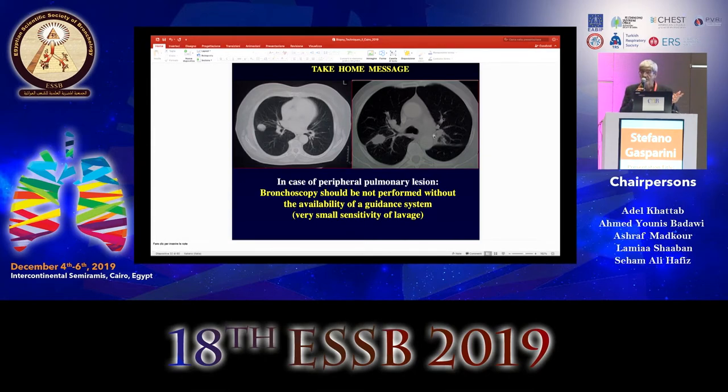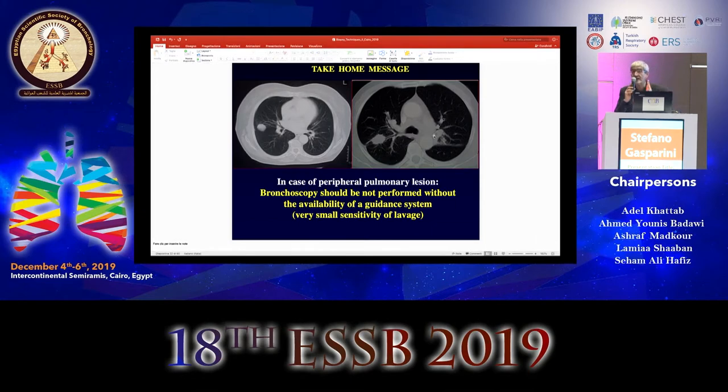Please don't perform bronchoalveolar lavage if you have a peripheral lesion, because the sensitivity of bronchoalveolar lavage for peripheral tumor is less than 5%. Despite this evidence, in Italy, I don't know in Egypt or in other countries, but in Italy, when you perform bronchoscopy and you don't see anything and you have a peripheral nodule, you perform BAL. I saw a lot of patients who had bronchoalveolar lavage for a peripheral nodule. It's malpractice, it's completely useless.